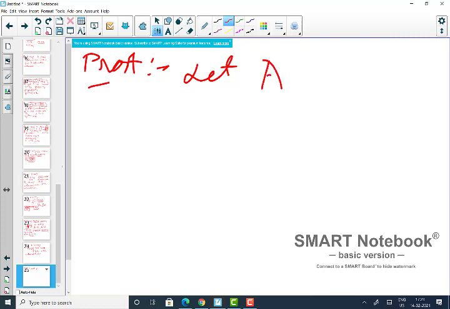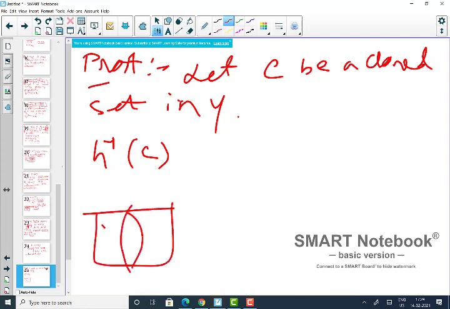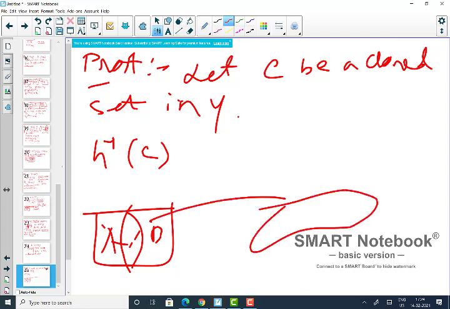A and B are given, right? So let me start with C. Let C be a closed set in Y, and we want to show that the preimage under H is closed. But what is the preimage of C under H? There are two possibilities. Let me draw again this A, B intersection, and the map to Y, and you choose a closed set here.